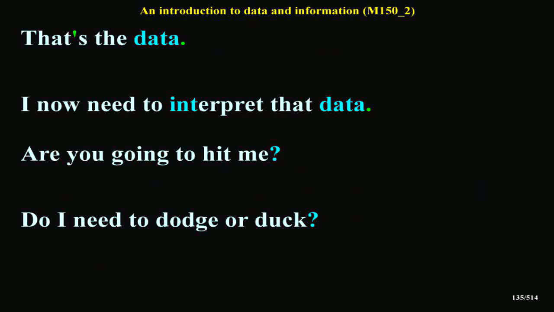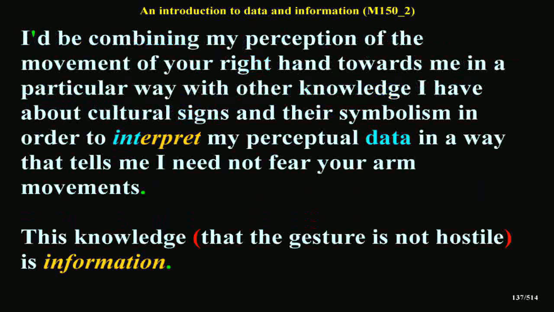I now need to interpret the data. Are you going to hit me? Do I need to dodge or duck? Because you and I may share at least some common culture, I'd interpret this movement as a gesture to shake my hand, and not as a blow about to be struck. I'd be combining my perception of the movement of your right hand towards me in a particular way with other knowledge I have about cultural signs and their symbolism in order to interpret my perceptual data in a way that tells me I need not fear your arm movements. This knowledge that the gesture is not hostile is information.